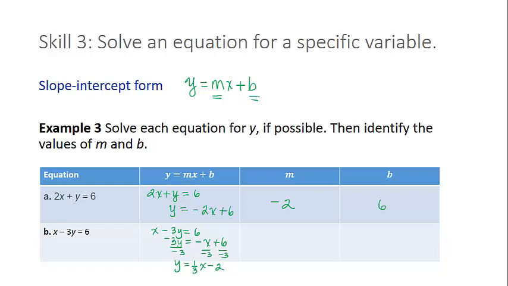So when the coefficient of y is negative, make sure you keep that when you move the x term off, but then you have to divide by that negative value to get y by itself, because our goal is to get a coefficient of 1 on y. So then the value of m is the coefficient of x, which is 1/3, and the value of b is negative 2.